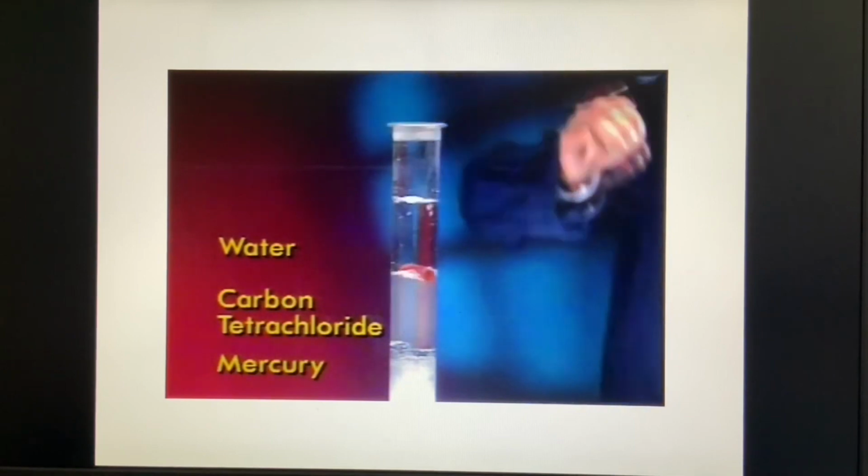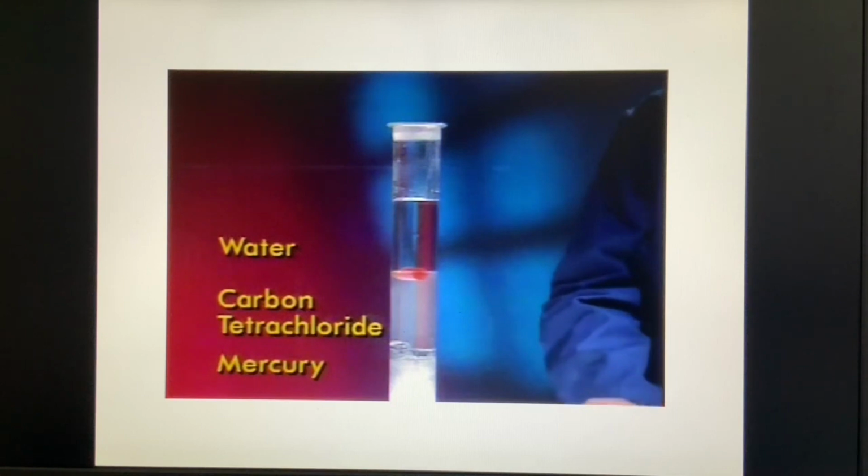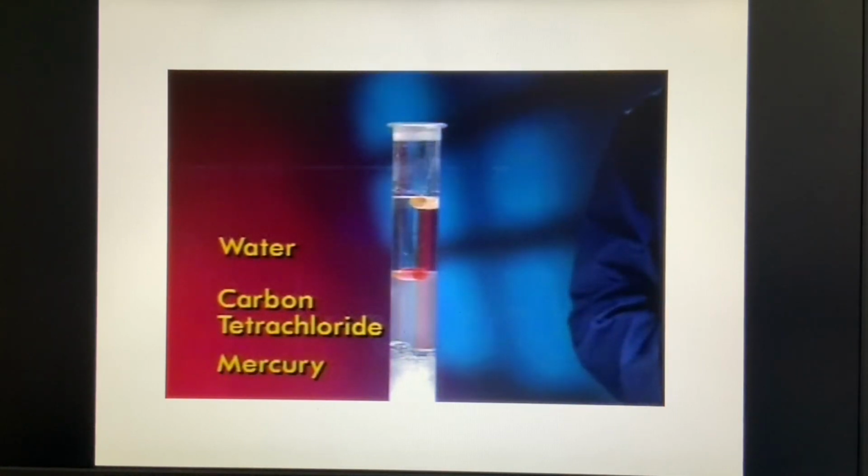Here is a piece of bakelite. It sinks through the first column and comes to rest atop the carbon tetrachloride. This piece of wood floats atop the water.